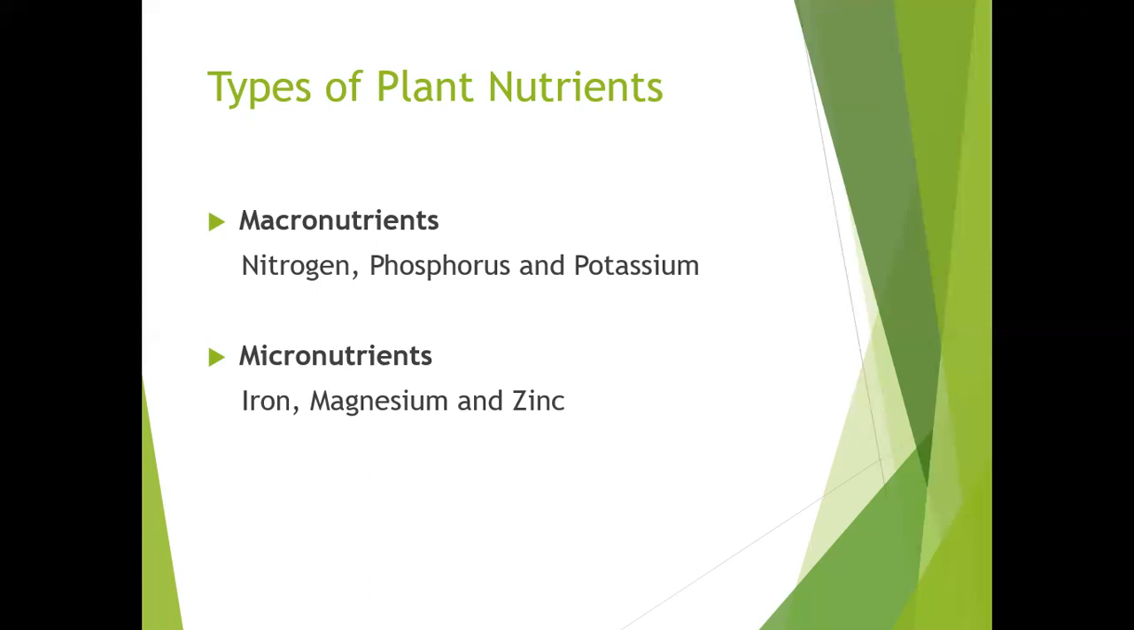So macronutrients are nitrogen, phosphorus, potassium. In short, we can say NPK, while micronutrients are iron, magnesium, zinc.